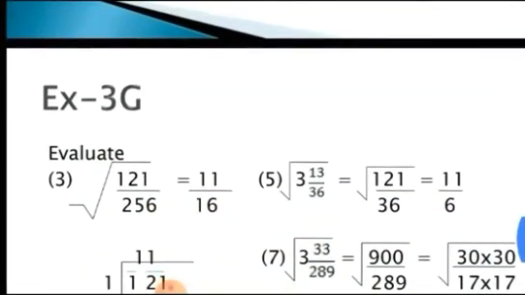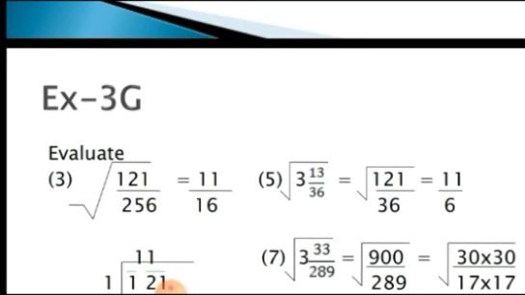Next exercise, exercise 3G. Here the question is given in rational number form or fraction form. First one is question number 3. Find the square root of 121 by 256. The square root of 121 is 11, and of 256 is 16. That means the answer is 11 by 16.